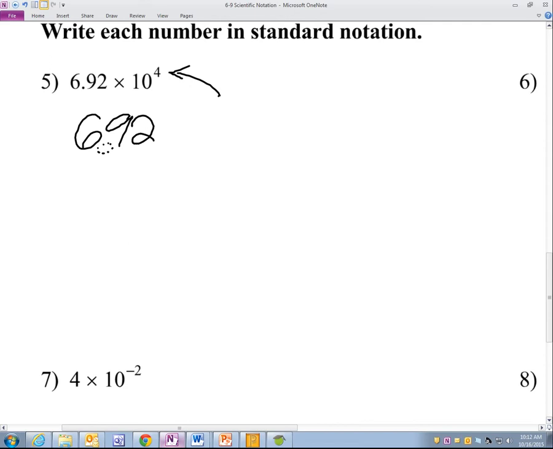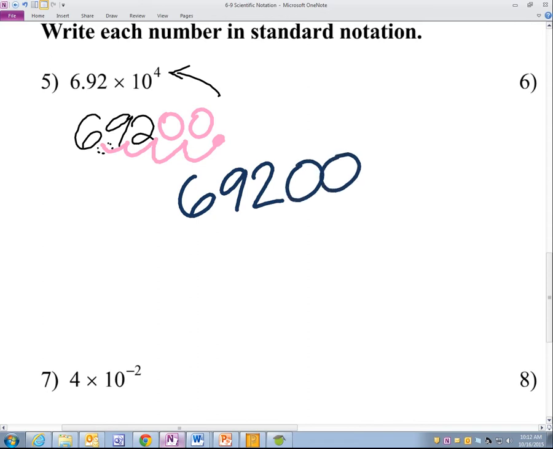And because I have 2 decimals there, that means there's going to be 2 zeros. So I go 1, 2, 3, 4. Now there's my new decimal. I have 2 new zeros, and I'm just going to rewrite it. You don't have to rewrite it, but I'm going to write it for demonstrative reasons. And there's my new number.